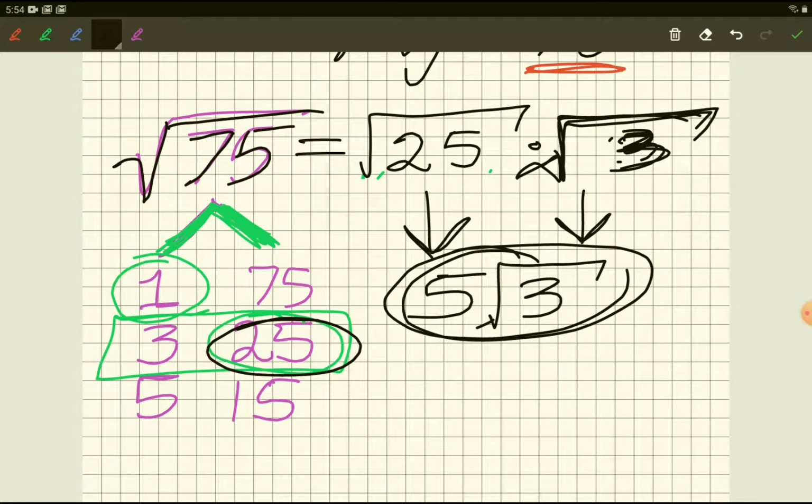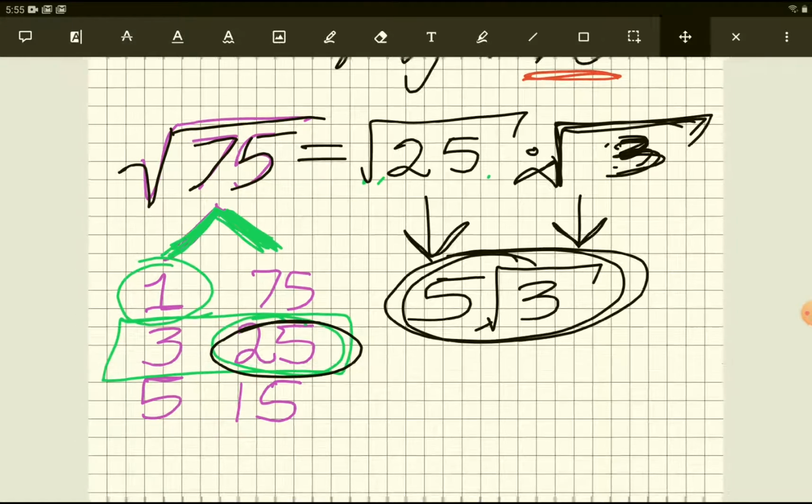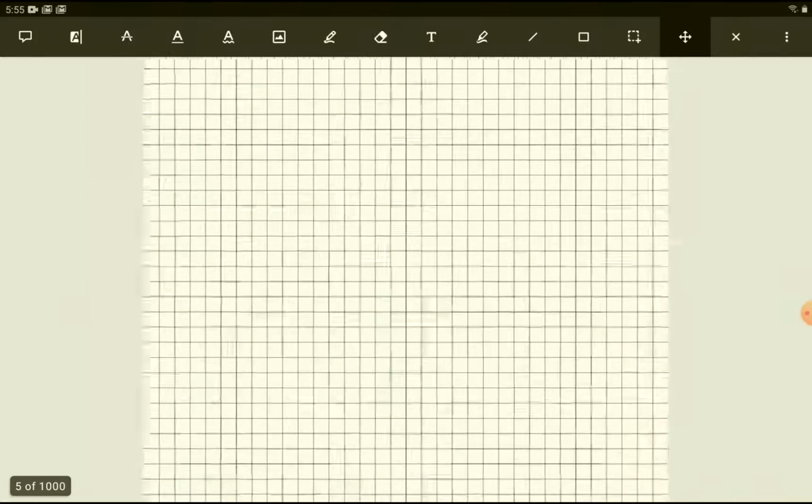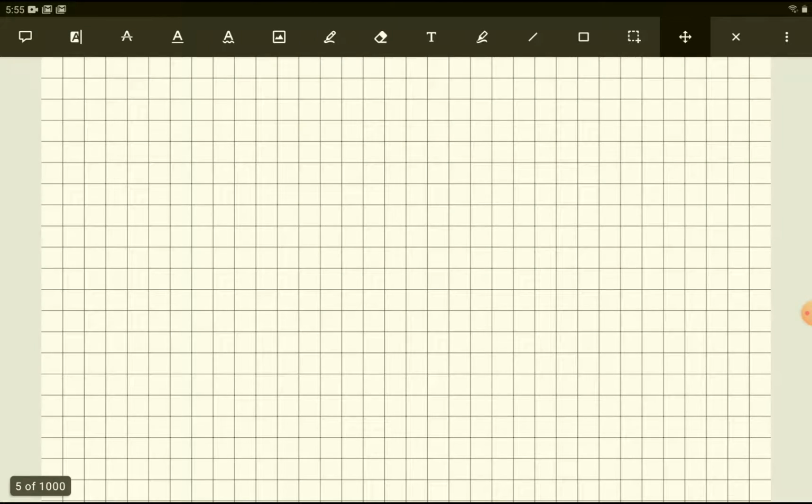So this is it. This is our answer, guys. This is how you simplify radicals. And we're going to do more. We'll do a few more. All right, let's do another one.